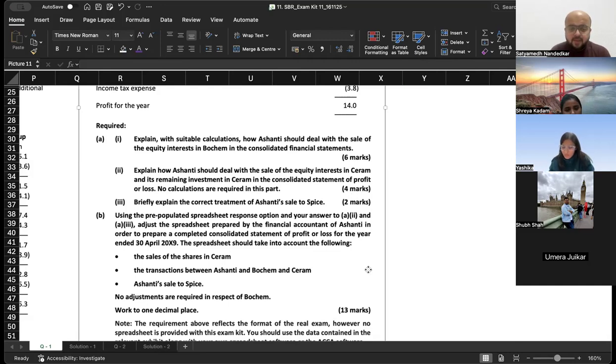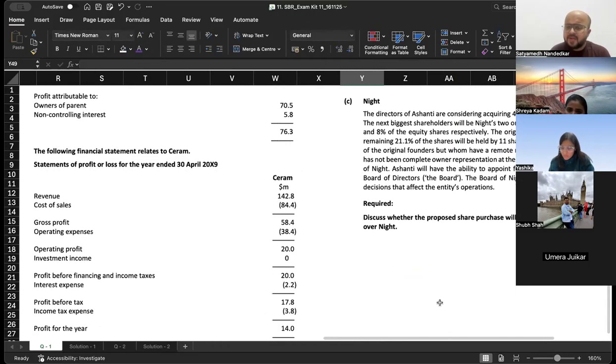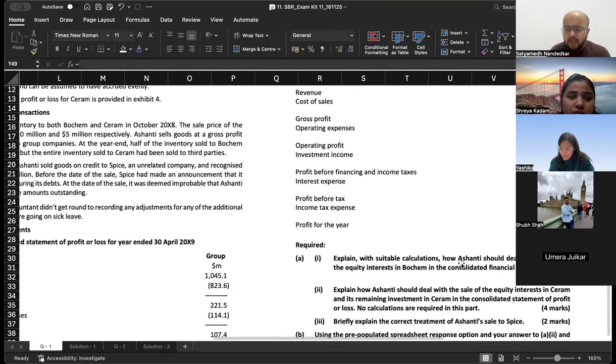Then 13 marks for the pre-populated P&L option, and then there is a completely unrelated exhibit. How Ashanti should deal with the sale of equity instruments in Bokem.